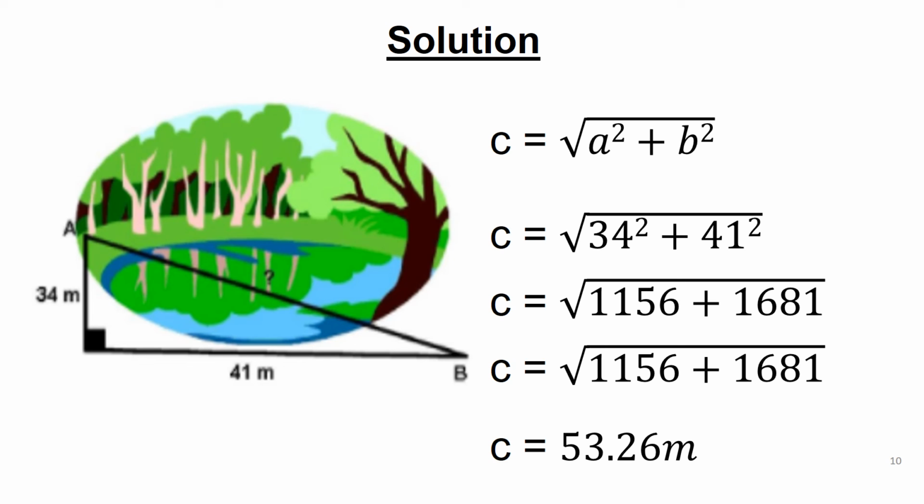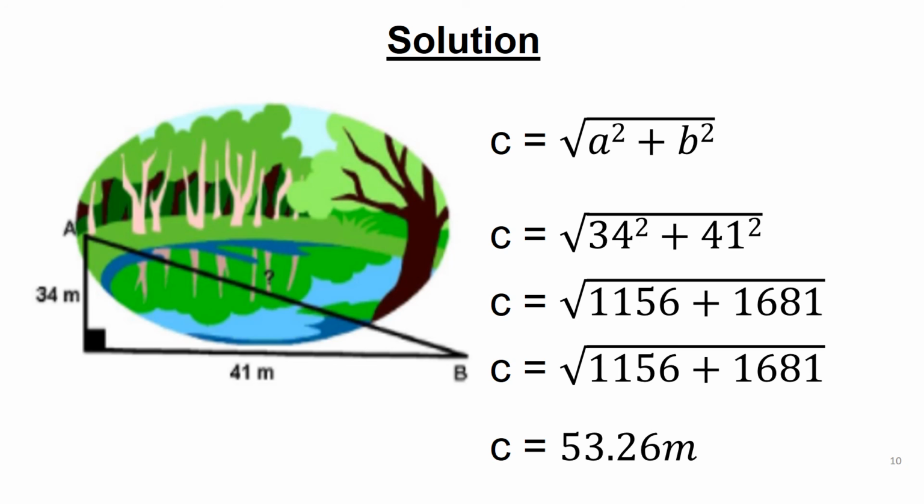So let us revisit our application question, and based on the triangle that we were able to sketch, we recognize that the distance that we need to find is the distance AB, which is the hypotenuse of the right triangle. So the version of the formula that we're going to use is c is equal to the square root of a squared plus b squared.